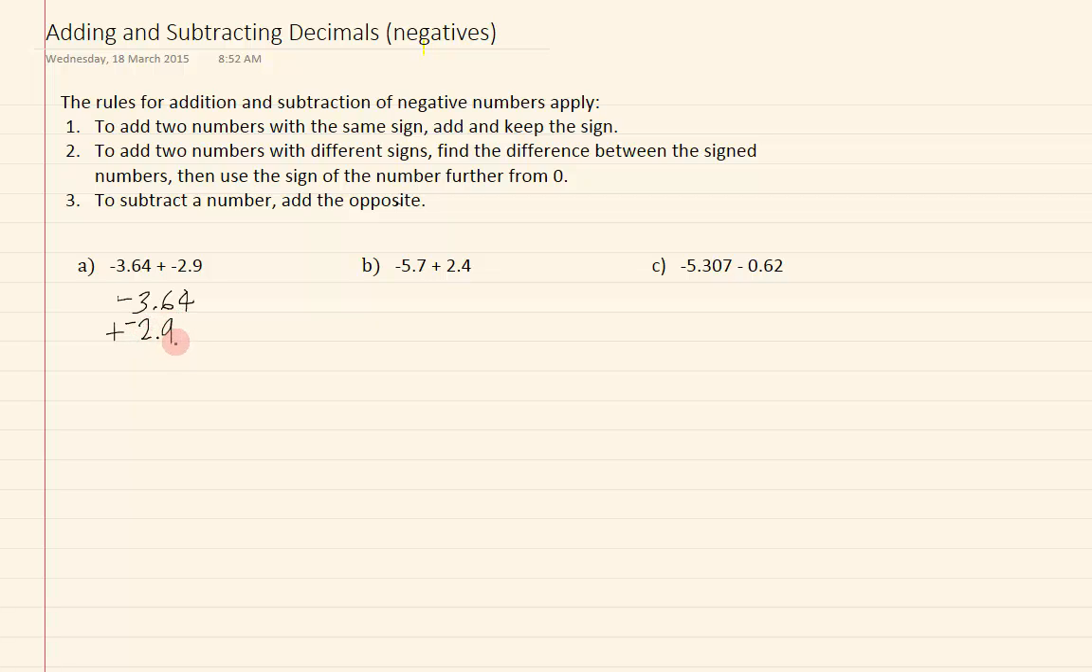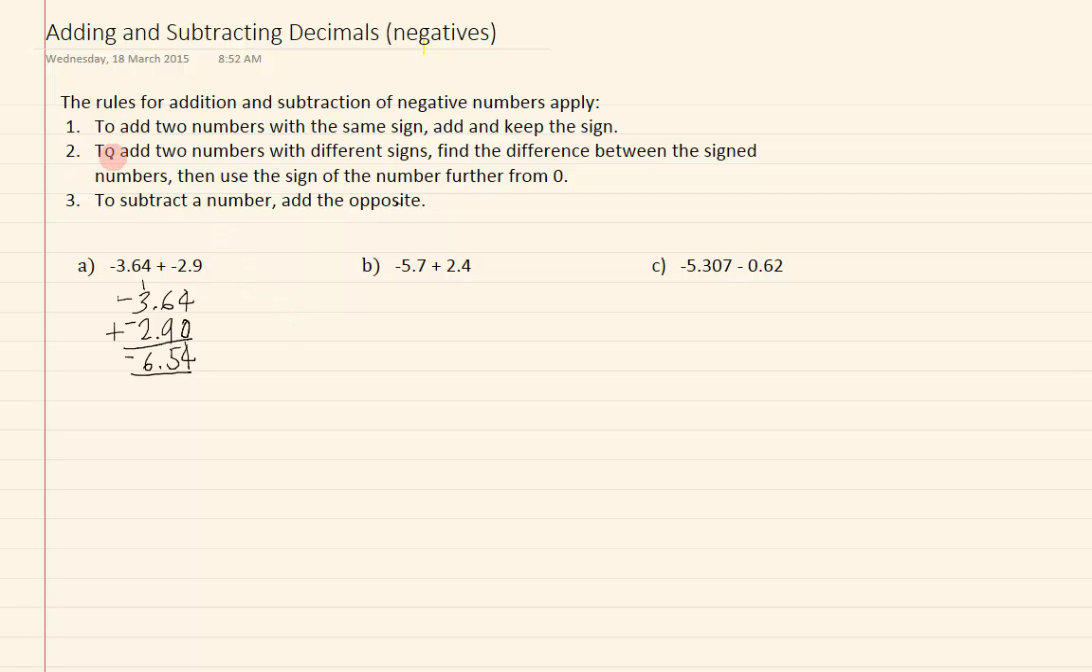2.9. Now, because this is a decimal number, we want to fill in any zeros that we need to, so that they have an equal number of numbers after the decimal point. Okay, and we just add those together. 4, 15. Remember to put in our decimal point, carry the 1, and add these together is 6. And we keep the sign, which is a negative. Okay, so we've got negative 6.54.